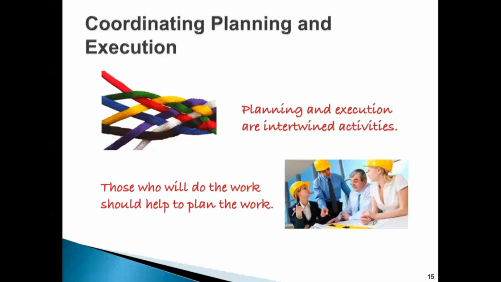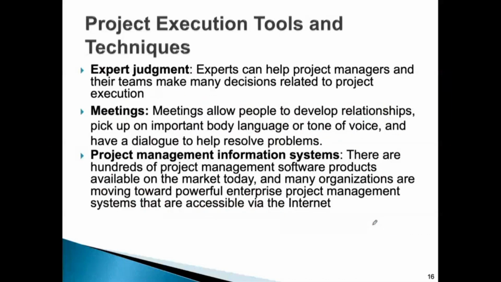Now, to have good execution, you need to have these three. First, you need expert judgment. Okay, you need someone who is very good in this area and in this project area. If it's construction, you need someone experienced in construction. If it is software development, you need experts in software development. Mobile application development, you need someone who is expert in mobile application development. So you need these to help you make the decisions and execute the project properly.